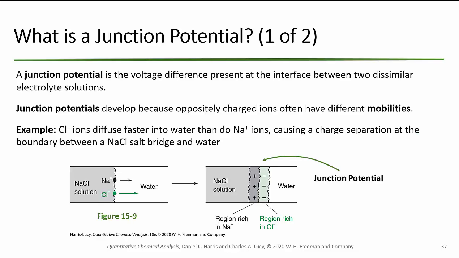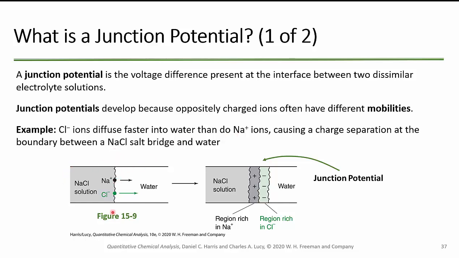All right. So a junction potential is the voltage difference present at the interface between two dissimilar electrolyte solutions. Junction potentials develop because oppositely charged ions have different mobilities. So, for example, chloride ions will diffuse faster into water than sodium ions, causing charge separation at the boundary between a sodium chloride salt bridge and water.